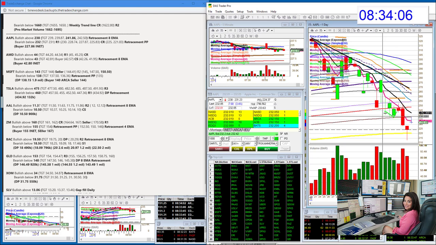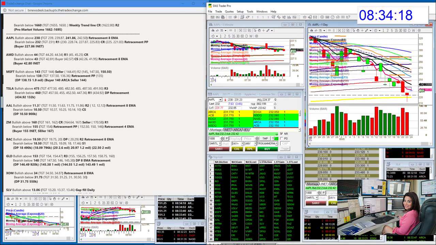It came down, hit it here. It couldn't hold it, right? So we went lower. And then this morning, we tagged it before moving down. So the 250 SMA, it's amazing. Most people don't have that. They have the 200 and not the 250. So, yep, Apple, we're going to be bull above, bear below 232.